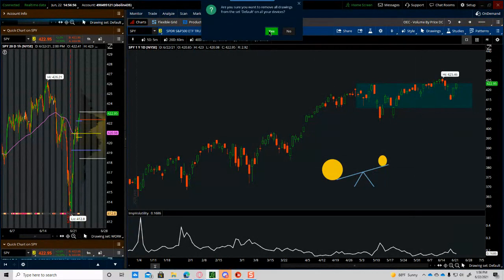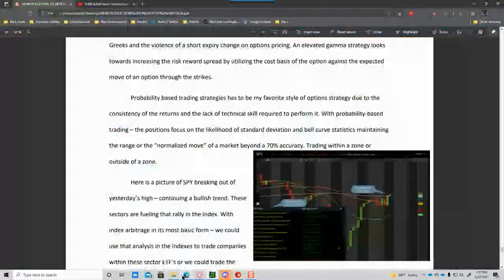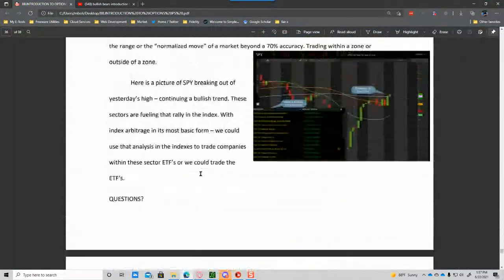But due to the fact that options are probability-based products, you literally can define exactly how much probability you want every single time, which means you can target a probability consistently. If you want to trade something with a 65% probability all the time, you can do that. And that's really cool. Maybe it's just because I'm a nerd, but I think it's cool. Questions so far?